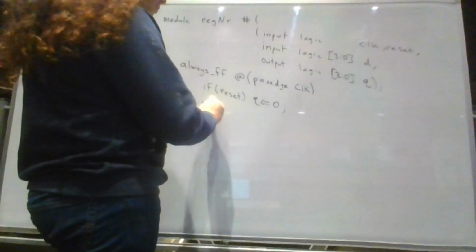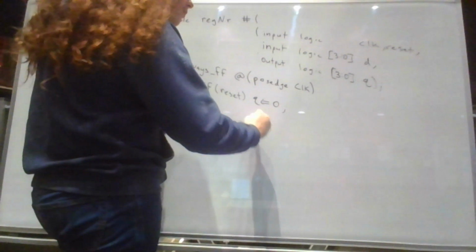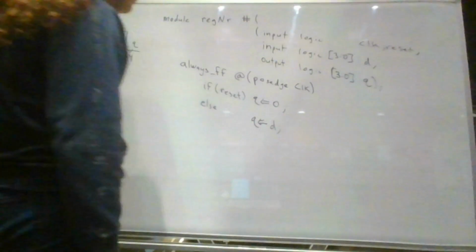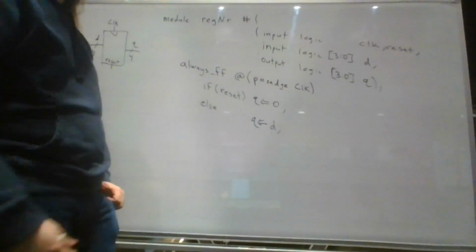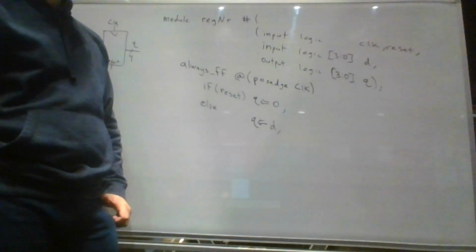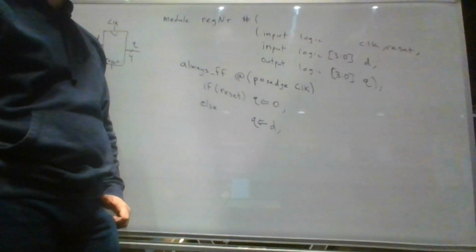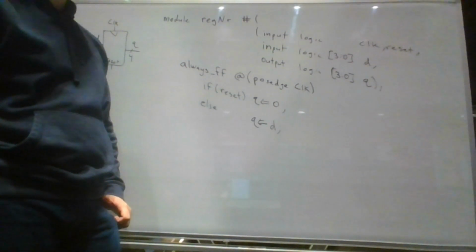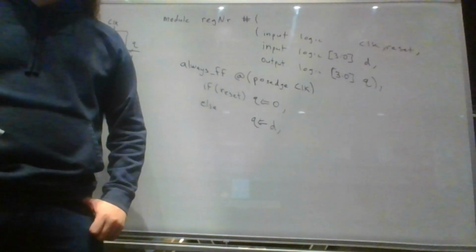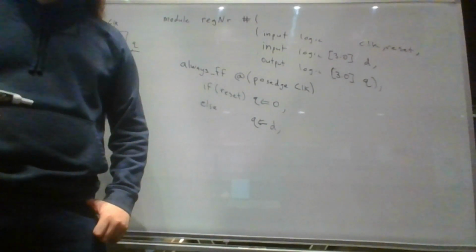And otherwise, we want this to behave like a normal flip-flop. We want Q to receive the value of D. And that's the entirety of the code. Could we do something like assign Q equals? So assign is exclusively for combinational logic. Okay, don't use assign for sequential stuff.